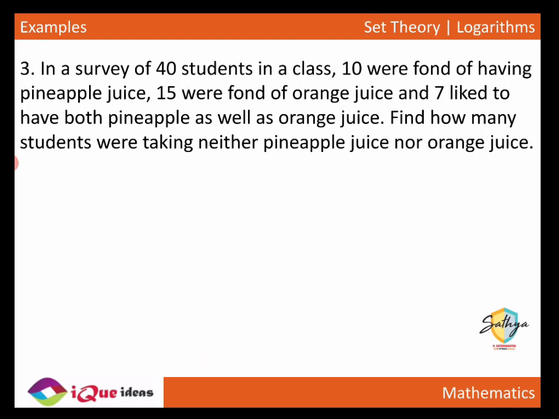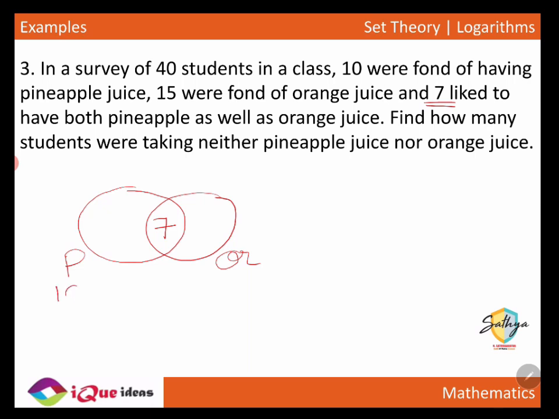In a survey of 40 students in a class, 10 were fond of pineapple, 15 of orange, and 7 like to have both pineapple and orange. Okay, so let's make two groups, one loving pineapple, one loving orange. So 7 like to have both, so that's what we put first.